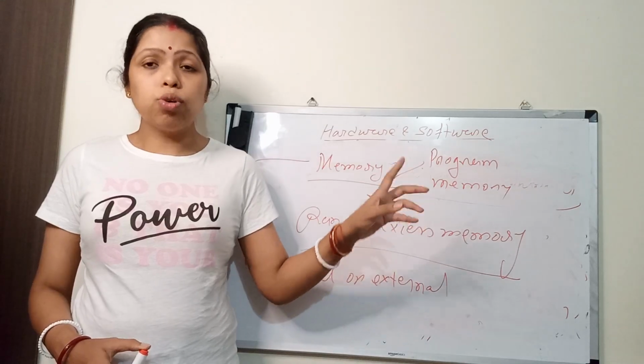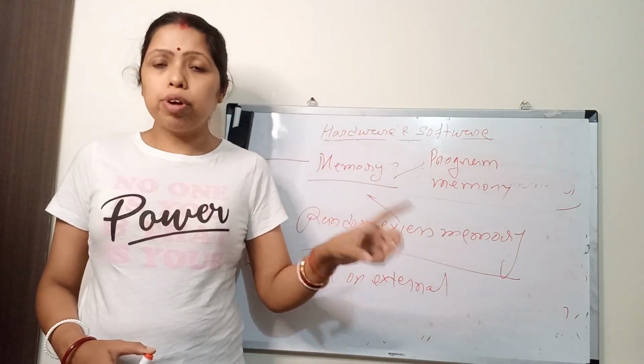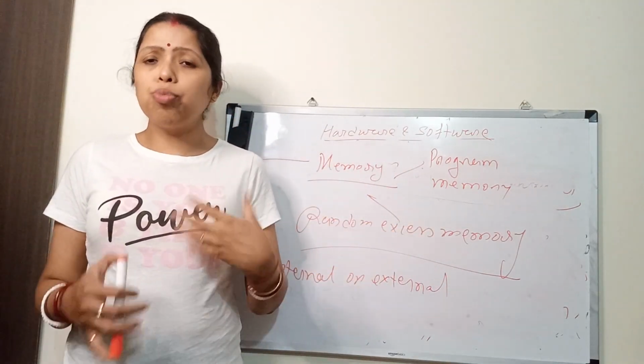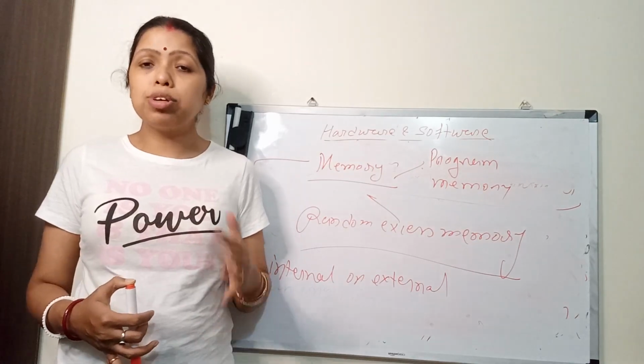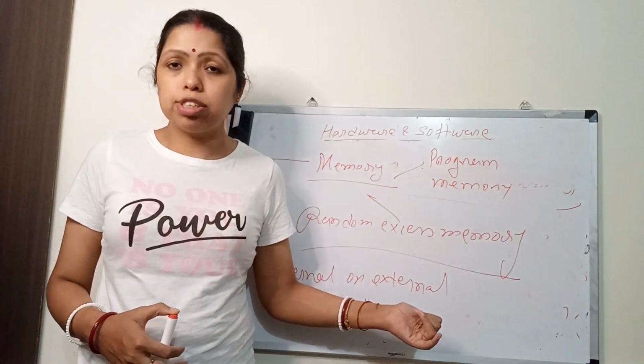Once you write the code inside the program memory, you cannot modify it. That's why for modifying and manipulative purposes, you need another memory, that is the random access memory.